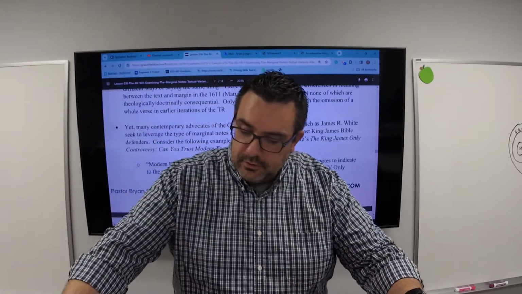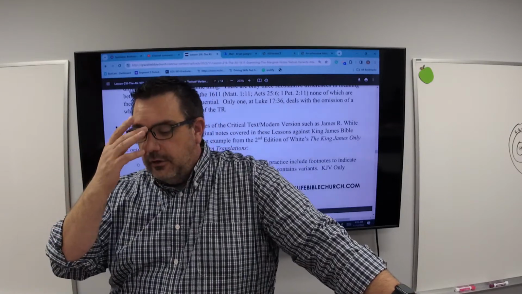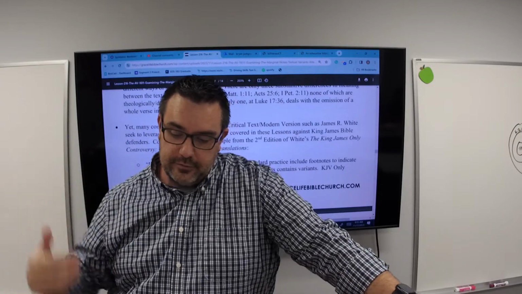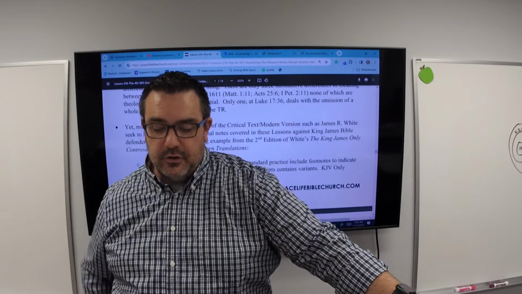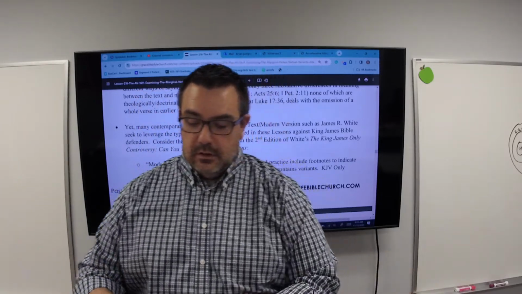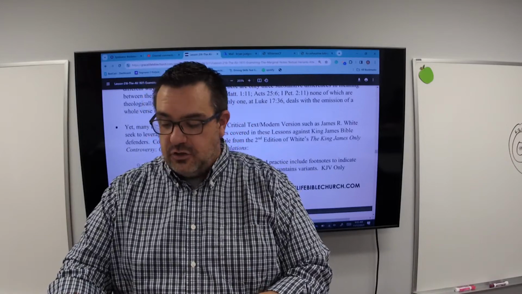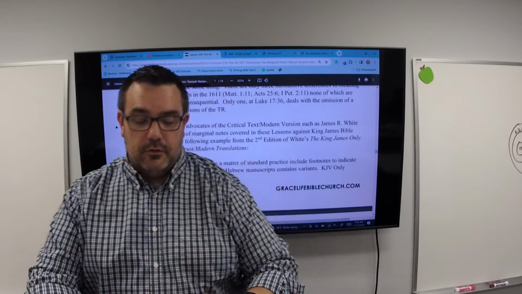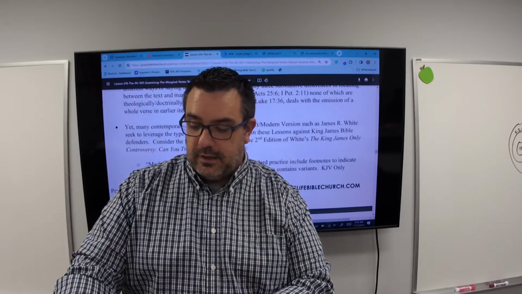White and his troop are seeking to equate notes like the one found in Luke 10:22 in the 1611 with the scores of text critical notes found in the critical text and modern versions as though they were the same thing. Note the suspect nature of White's argumentation. First, he mentions that the 1611 contained 8,422 "marginal readings and notes" when first published.